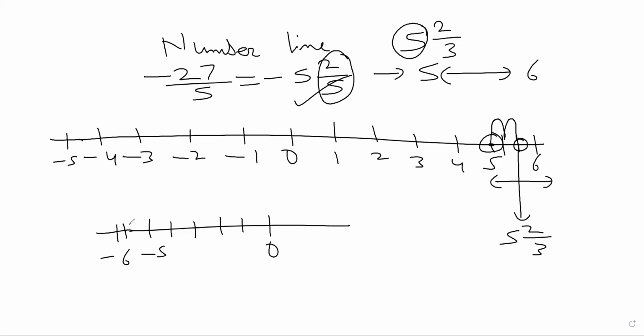Excuse me, sir. 4 lines are to be drawn here, so that it is first divided into 5 equal parts. Now we have to take 2 out of that, and we will go to the left side because it's negative. So 1 jump and then 2 jumps. This is the point that is minus 5, 2 by 5.